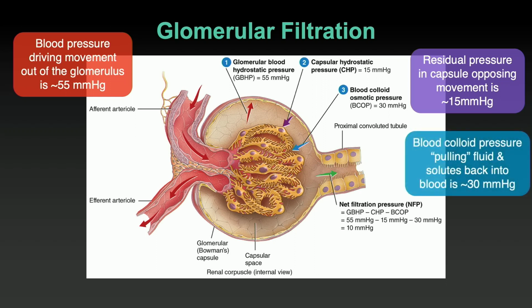Also opposing filtration is the colloid pressure of proteins that are kept within the blood. They create a pull that wants to prevent fluid and small molecules from leaving. So that the proteins are not filtered out and stay in the arterial blood, the pull exists that tries to restore fluid that had been pushed out, on the order of about 30 millimeters of mercury. It's a fairly large equivalent pressure.